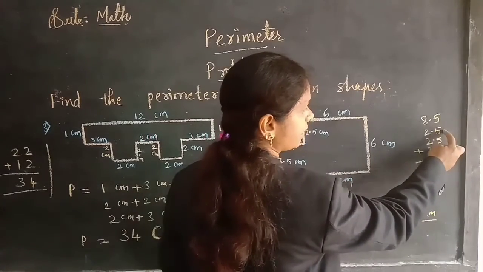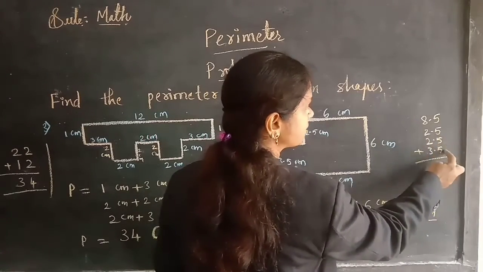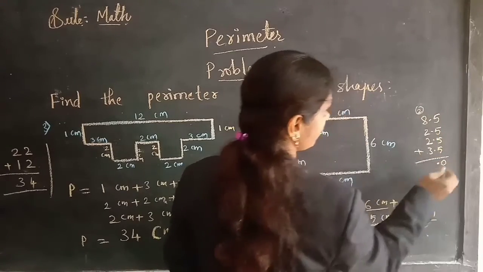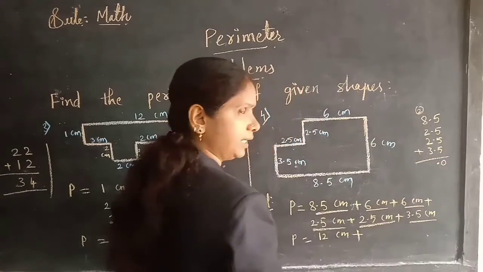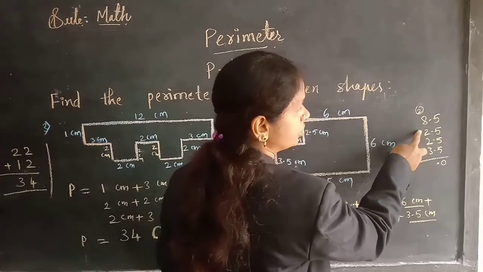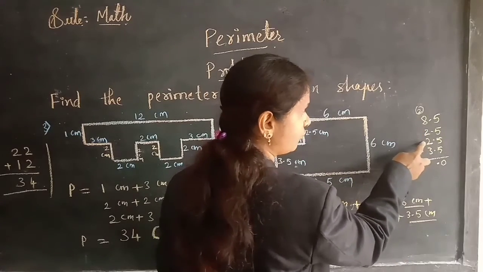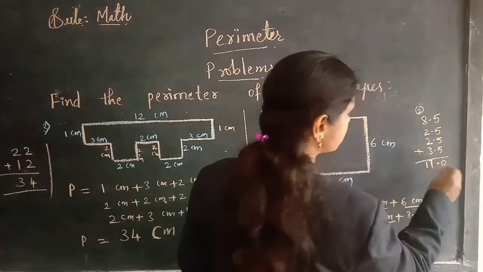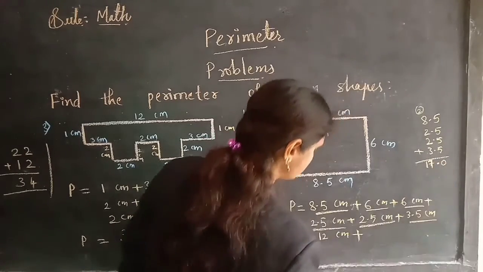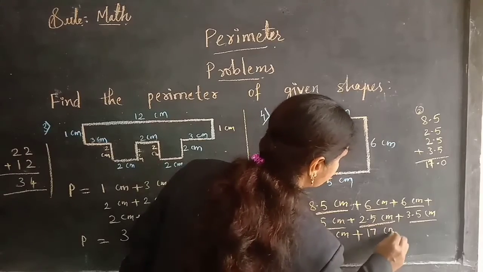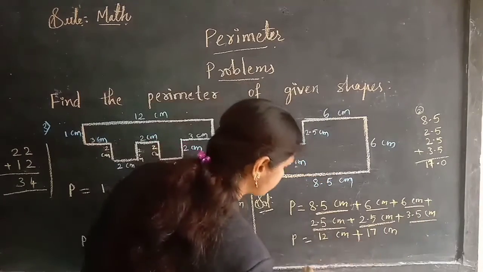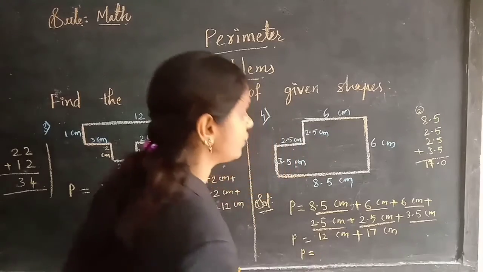Now 5 plus 5, 10, 10 plus 5, 15, 15 plus 5, 20, 0 and 2 carry here. And 2 plus 8, 10, 10 plus 2, 12, 12 plus 2, 14, 14 plus 3, 15, 16, 17. So here I am getting 17 for the decimal numbers. So here 17 centimeters, 17.0 is nothing but 17 only. And now we can add these numbers here. Perimeter is equal to 12 plus 17.